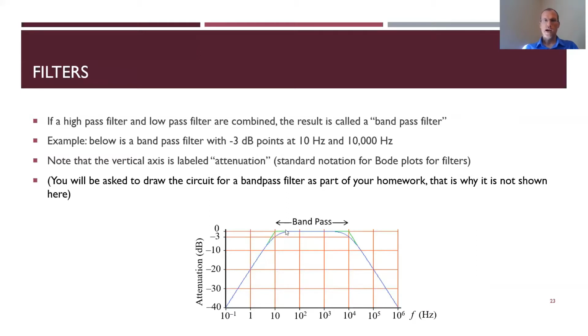So you have some high-pass filter, filtering out all the low frequencies, some low-pass filter, filtering out all the high frequencies. Then you have some band pass, which in this case is between 10 hertz and 10,000 hertz, and that's essentially the only frequencies that survive to any appreciable extent. I didn't actually show you how to draw or what the circuit looks like because that's part of your homework, so I'm not going to give you the answer now. You'll have to figure that out later.